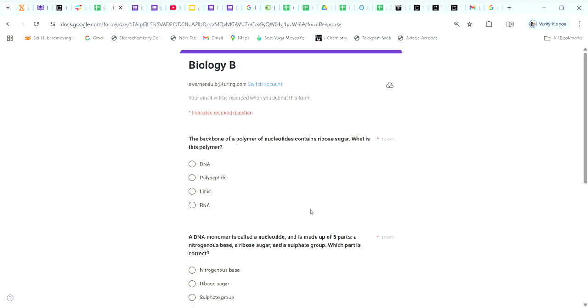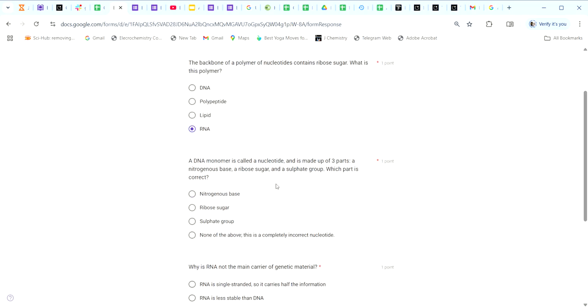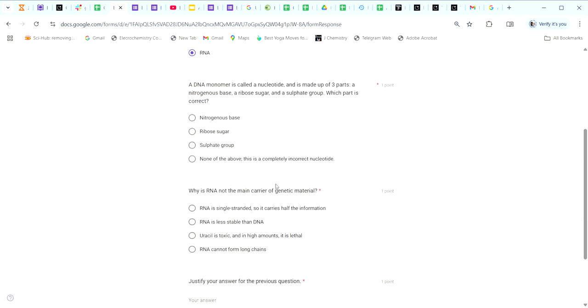The backbone of a polymer of nucleotides contains ribose sugar. What is this polymer? That is RNA. A DNA monomer is called a nucleotide and is made of 3 parts. Which part is correct? Nitrogen base, ribose sugar.